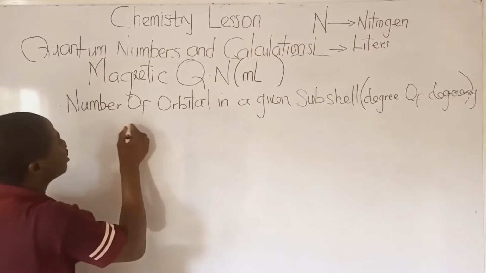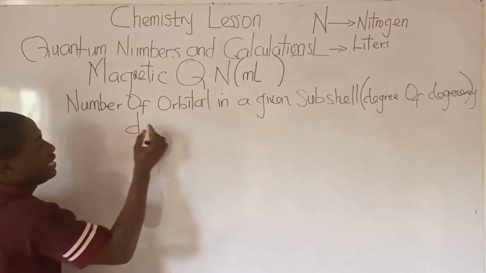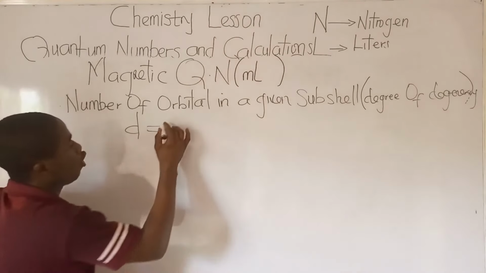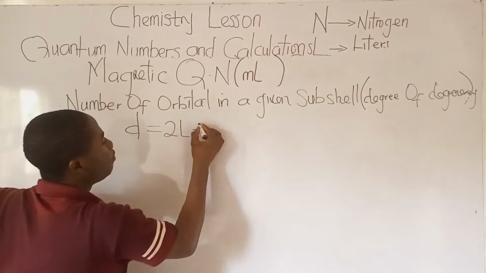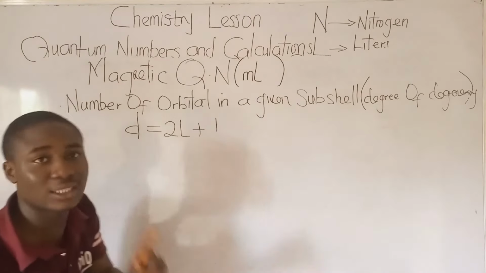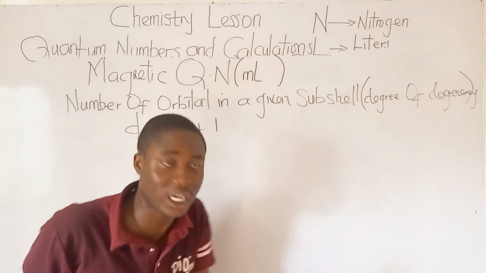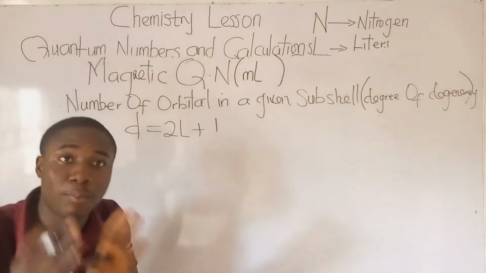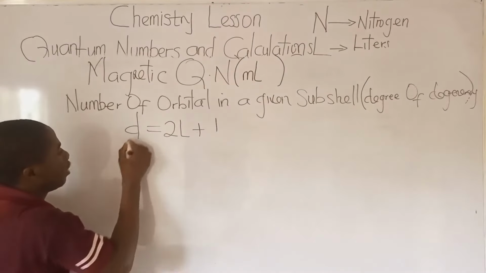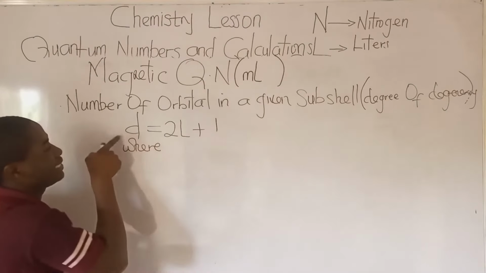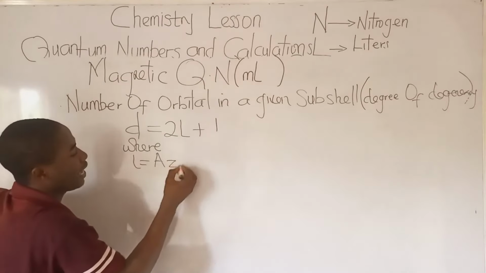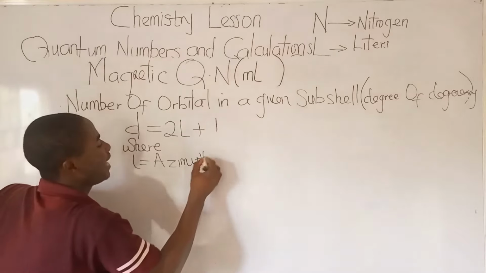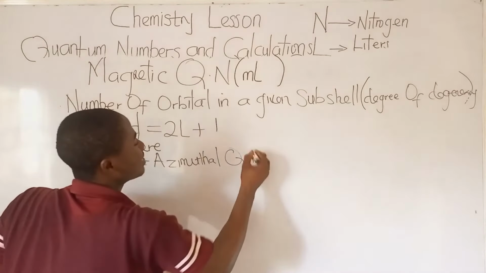And this degree of degeneracy is given with the symbol D, and it has a formula to which it is solved, which we will solve practice question on as we progress, and it is 2L plus 1. Okay, the formula that is used to solve questions on degree of degeneracy is what? 2L plus 1. We already know that D is called degree of degeneracy, and I believe L, we already know also, is the azimuthal quantum number as discussed.